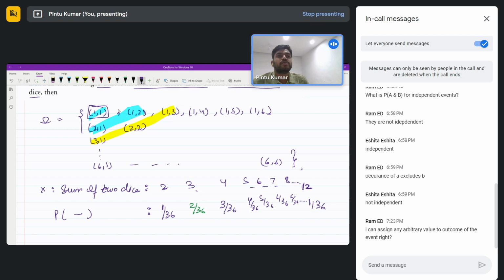Okay. So I can assign an arbitrary value to the outcome of an event, right? Generally those are numerical values, and whatever values you assign, you have some associated probability with it.